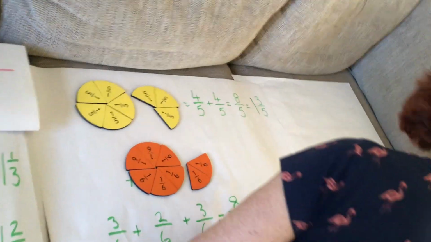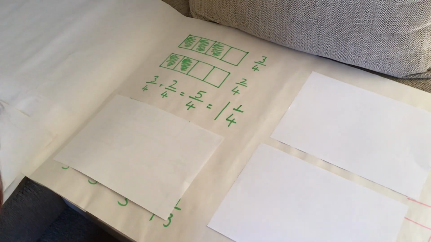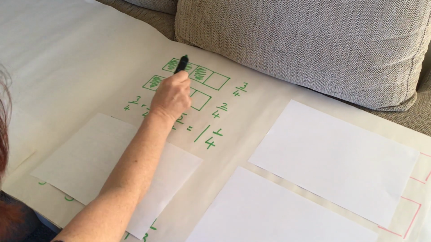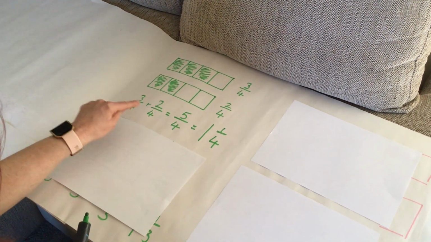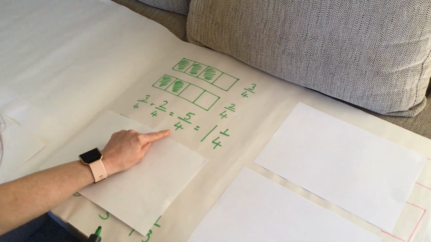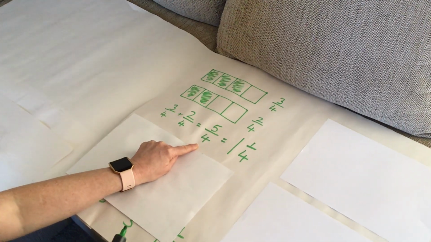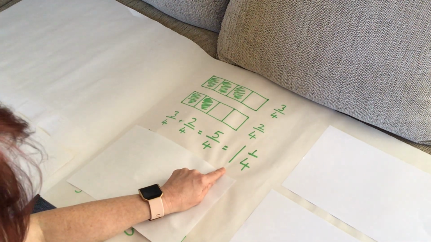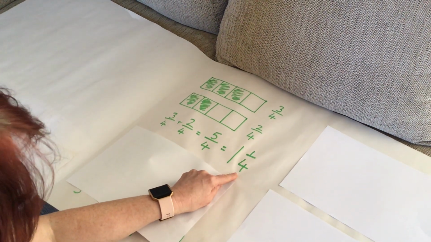Good, now. Let's go just to a picture rather than using the practical equipment. Let's have a look at this calculation here. What's this saying? It's saying 3/4, and this is saying 2/4. We're going to add them together. 3/4 added to 2/4 is 5/4. There's our improper fraction. We know that 5/4 is the same as 1 whole and then another quarter. So our answer would be 1 and 1/4.